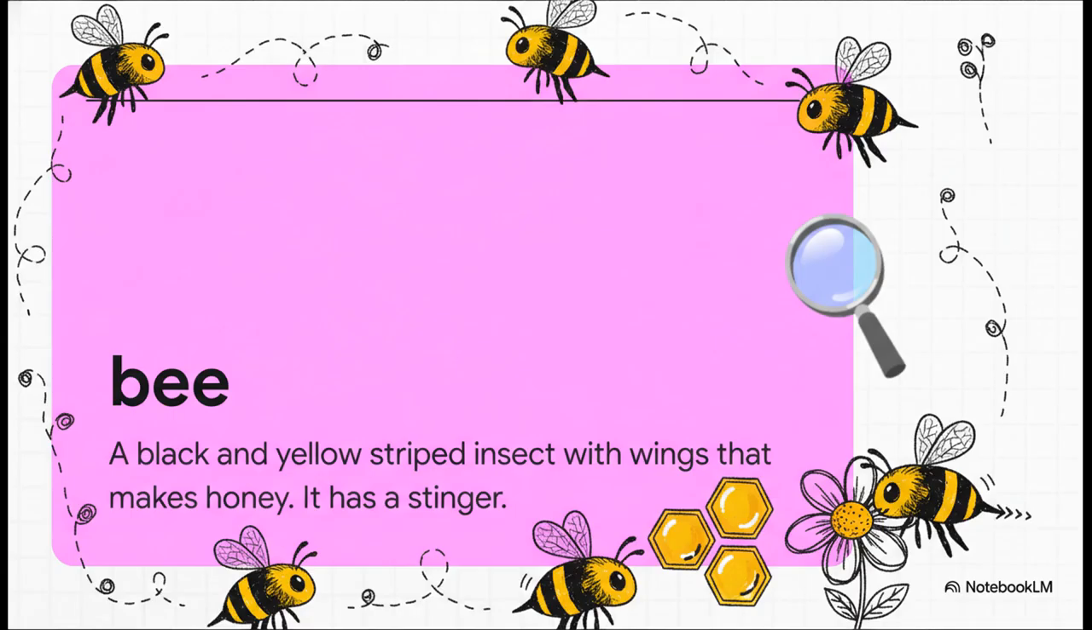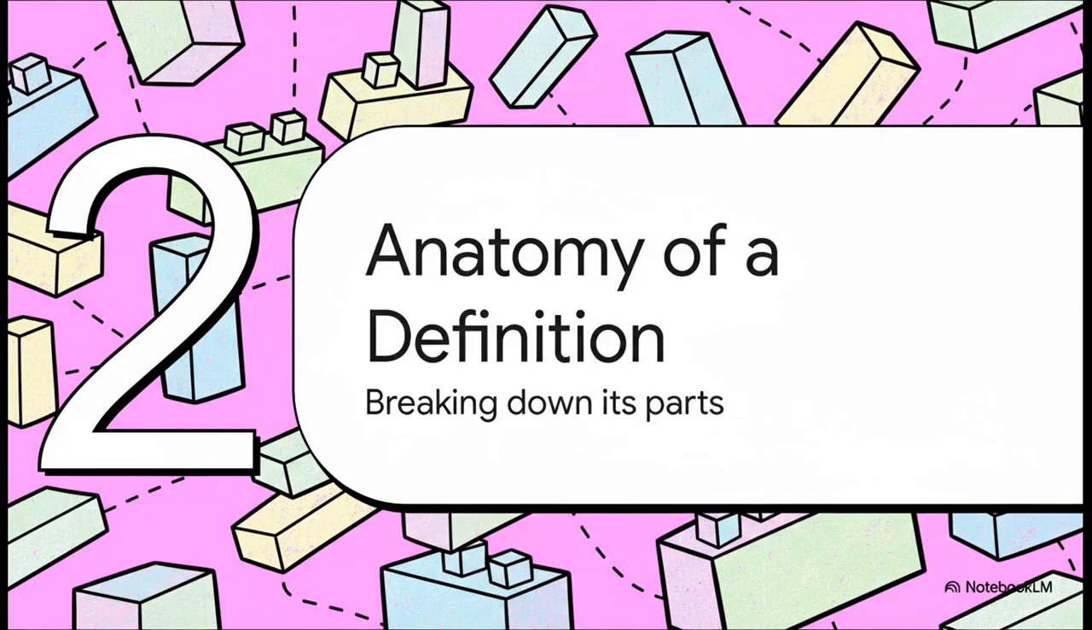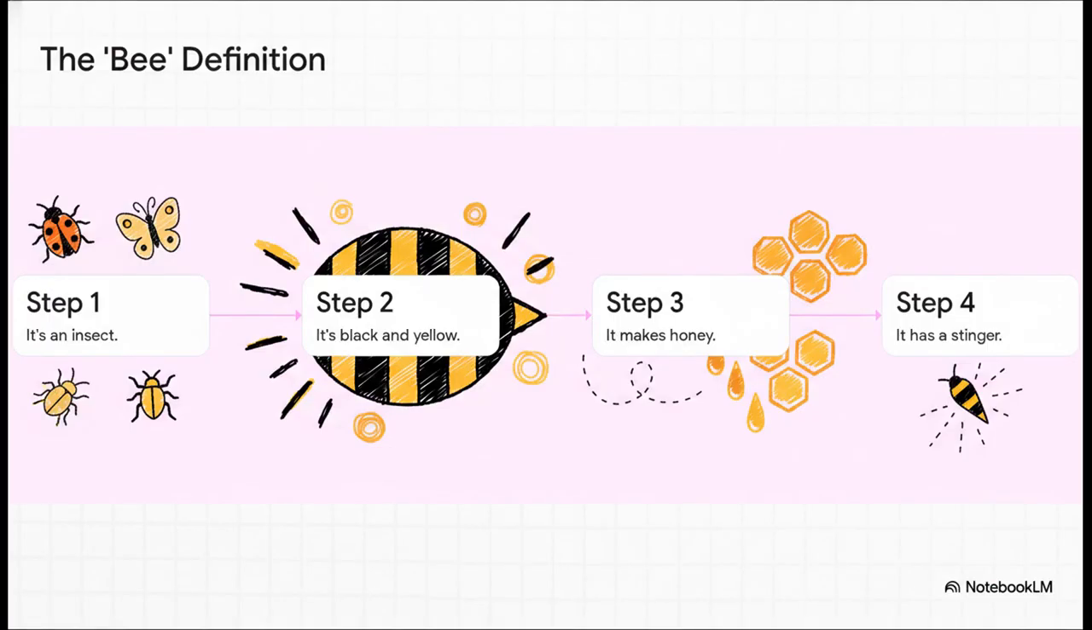Every single word is simple, it's clear, and it does its job perfectly. But how is it doing that job? Well, if we actually break that definition down, you can see exactly how it's put together. It's almost like it's built with Lego blocks, you know? Each piece is super simple all by itself. Just look at this breakdown. Every single part uses incredibly common words. Insect, black, yellow, makes, honey, stinger. There's zero complex jargon, absolutely nothing to trip you up. It's built for you to understand it instantly.